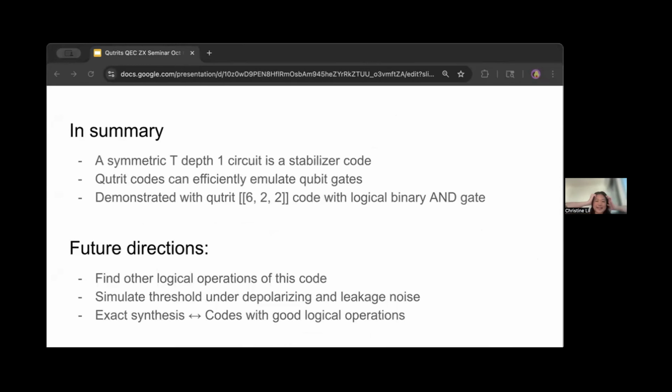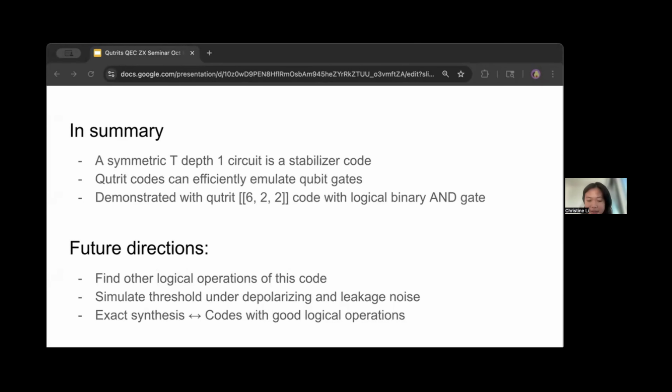Okay. So in summary, the main idea is that we can view a symmetric T-depth one circuit as a stabilizer code. In this work, we combine this idea with the idea of emulating qubit computation efficiently using qutrits. And we demonstrated this in the example of the 622 code, which has a transversal AND gate.